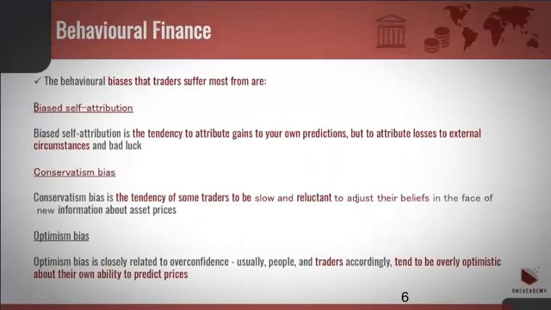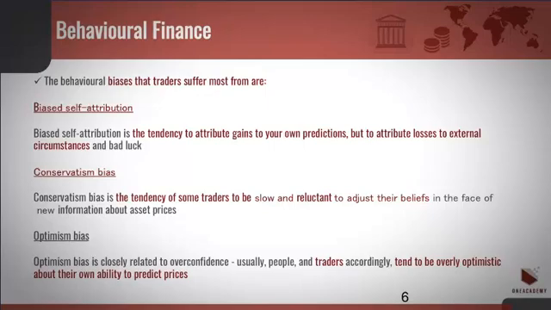The behavioral biases that traders suffer most from are biased self-attribution. Biased self-attribution is the tendency to attribute gains to your own predictions, but to attribute losses to external circumstances and luck. Conservatism bias. Conservatism bias is the tendency of some traders to be slow and reluctant to adjust their beliefs in the face of new information about asset prices.